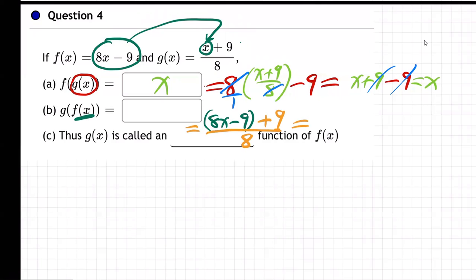And then on the top, these guys cancel out, don't they? So we just get 8X on the top and 8 on the bottom. The minus 9 plus 9 is just 0. And then those guys cancel out. And guess what the answer is? It's just X again. Did you see that? That making sense?